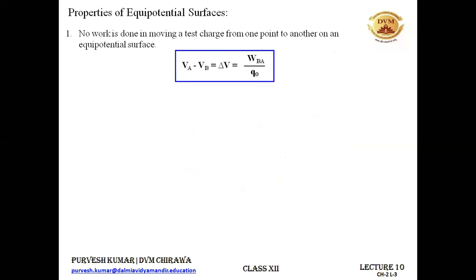We know that the potential difference between two points A and B, VA minus VB, is equal to the work done in moving the charge from one point to another divided by the charge that we are moving. This is what we have done. The electric potential difference is the work done in moving the charge from one point to another divided by the charge, that is, work done per unit charge. So VA minus VB is equal to the work done in moving the charge from point B to A divided by Q0, where Q0 is the charge that we are moving.